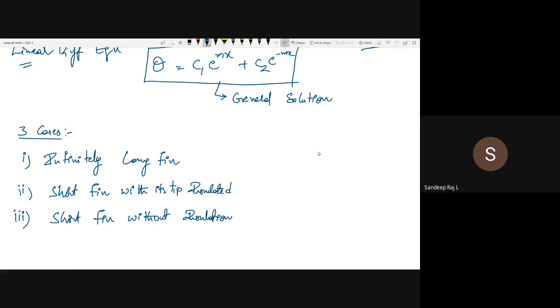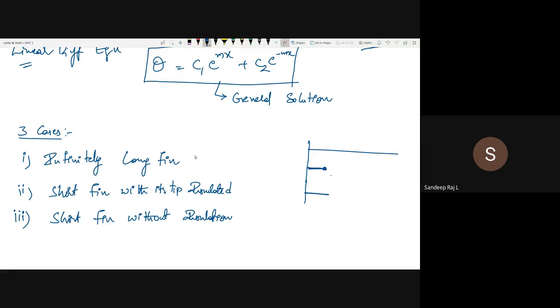The first case is a long fin. The second case is a short fin. Okay, this is the wall. This side it is insulated. And in the third case there is no insulation. It's a short fin, but the insulation is not present on the tip of the fin. That's how the three cases are.